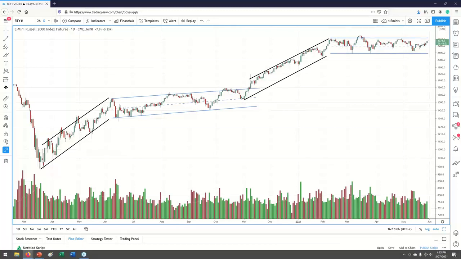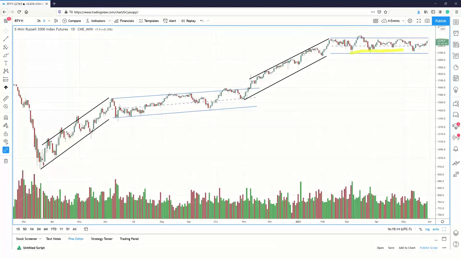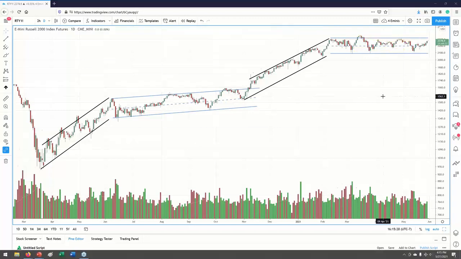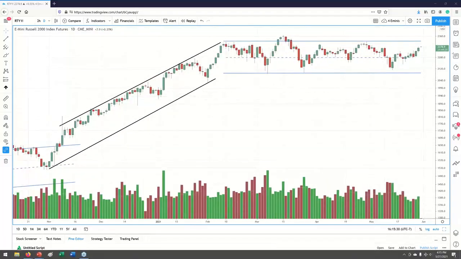Oh, the Russell. Okay, I like this. What I see here is the price action that we've done recently. Notice the converging trend lines here. So I'm thinking triangle. Yes. If you expand the chart a little bit, I'll point out a few other things that I think are interesting.